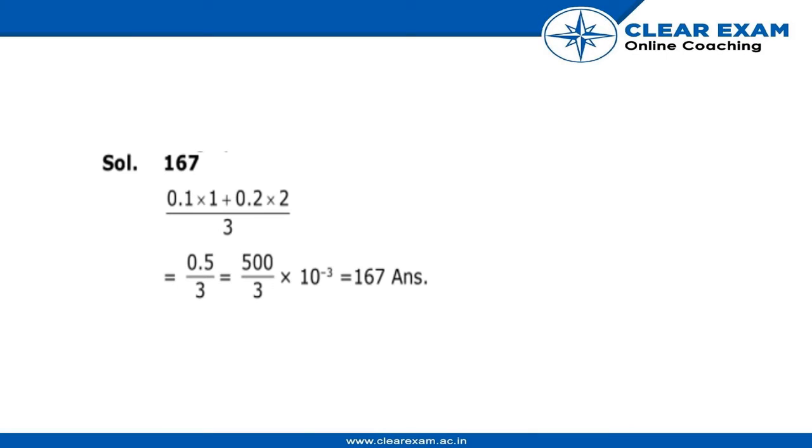So the total osmotic pressure of the solution will be osmotic pressure of NaCl into volume of NaCl plus osmotic pressure of sucrose into volume of sucrose. So the osmotic pressure of NaCl is 0.1, the volume of NaCl is 1, the osmotic pressure of sucrose is 0.2 and the volume of sucrose is 2 upon my total volume, which is 3. So after solving this, we'll get 167 as an answer.